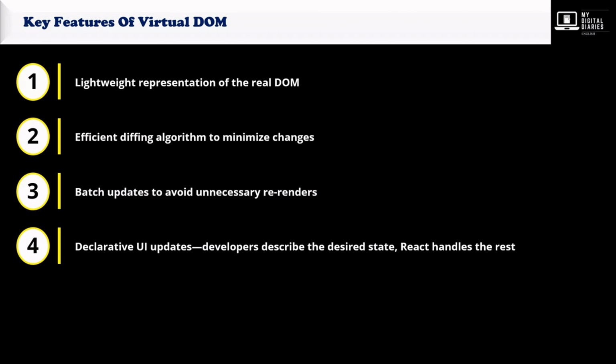The fourth one is declarative UI updates. Developers only describe what the UI should look like. React handles how to update it. This is a very important shift in thinking. In JavaScript DOM, you manually select elements, you manually change content, you manually update styles. But in React, you just update state and describe the final UI output. React handles diffing, patching, rendering. This makes code cleaner, more predictable, easier to debug, and less error prone.